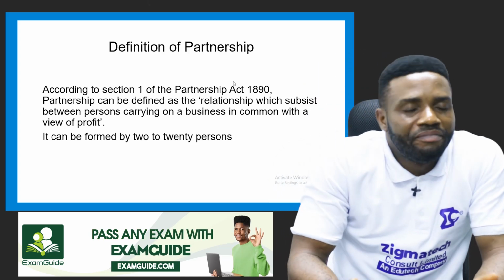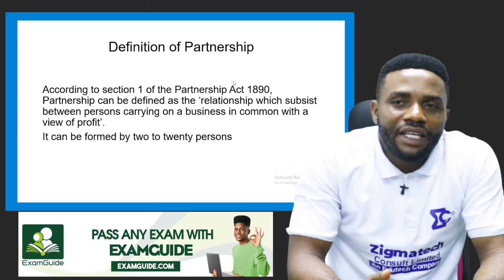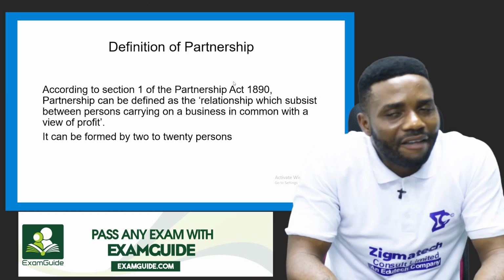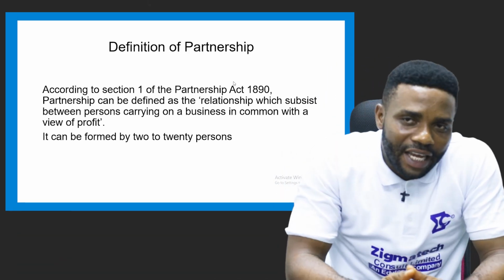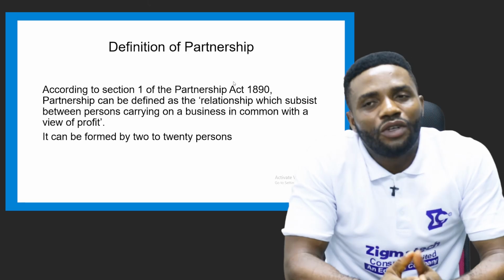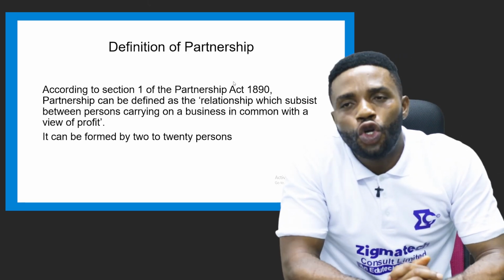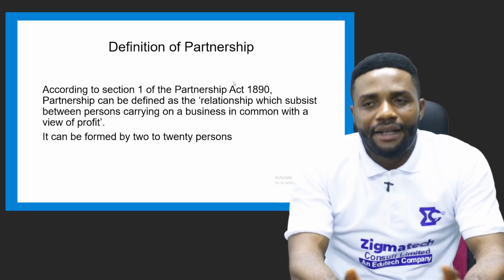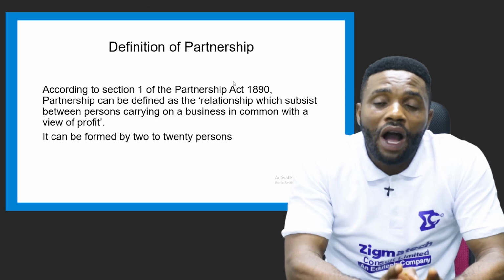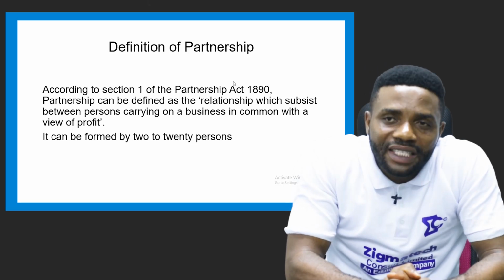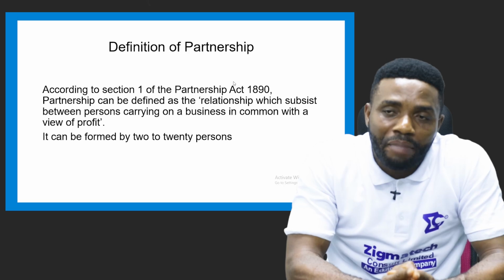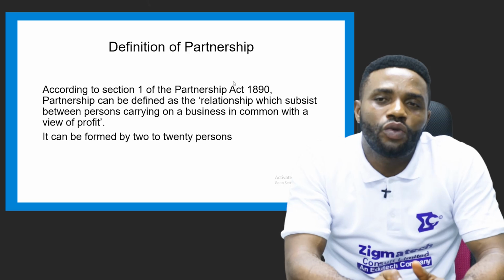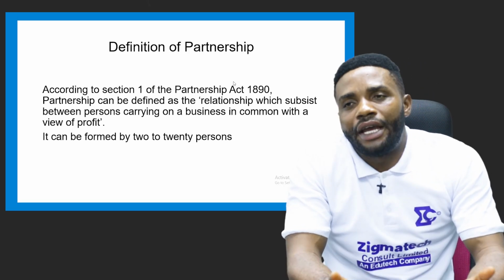They can say A, 3 persons, B, 2 persons, C, 5 persons, D, 7 persons. Now, I have stated here that the minimum number of persons to start up a partnership business is 2. So the answer is always 2. So B is actually the answer. However you are looking at it, 2 persons are the minimum to start up a partnership business, and the maximum is 20. Once it is 21, 22, down to 50, it becomes a company.